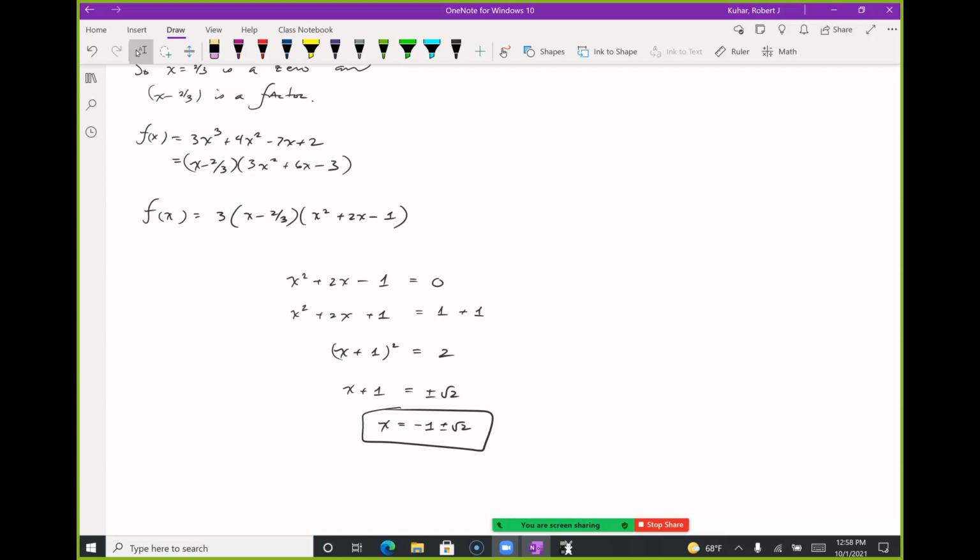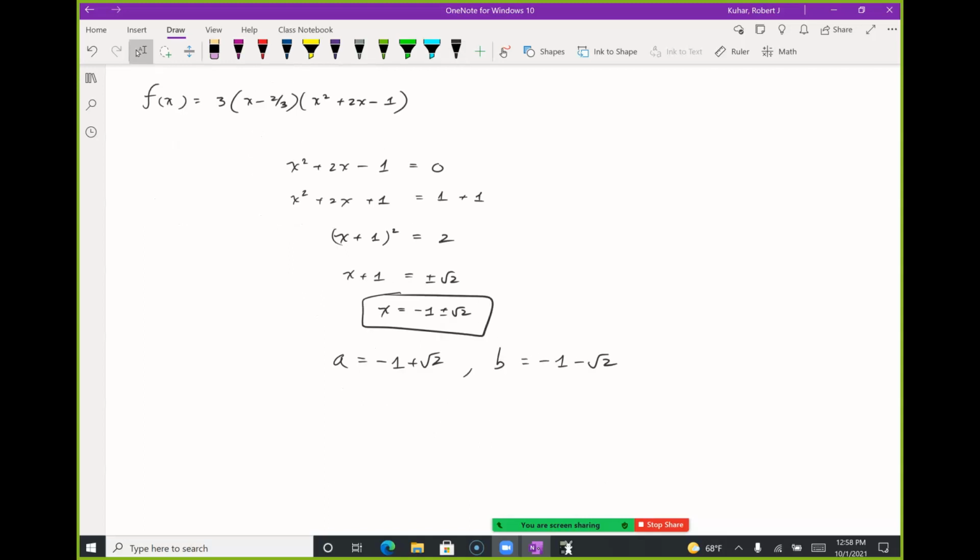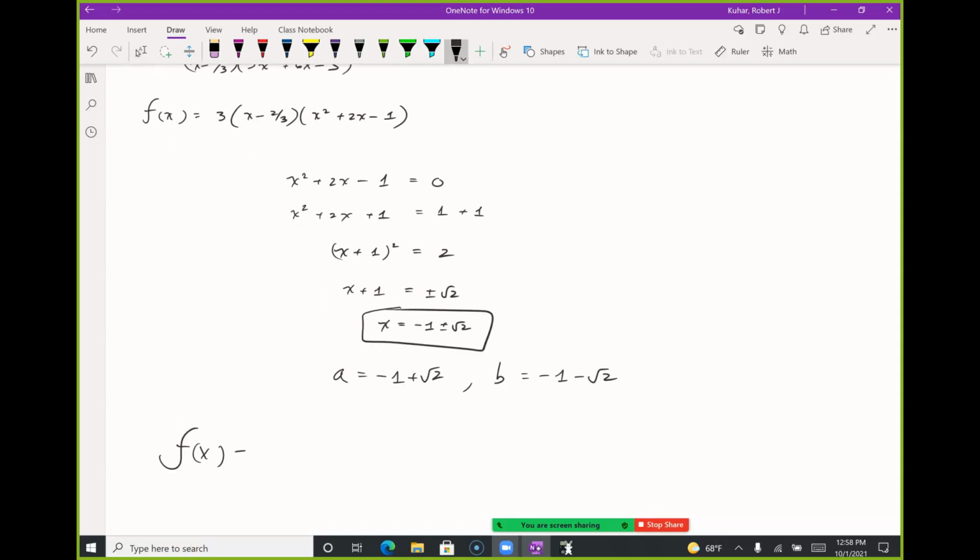And I want to factor this now. I like to cheat a little bit. I'm going to call a -1 plus rad 2, and I'm going to call b -1 minus rad 2. And now I can factor f of x as 3 times (x minus 2/3) times (x minus a) times (x minus b). If I put those roots in, it gets pretty nasty looking.